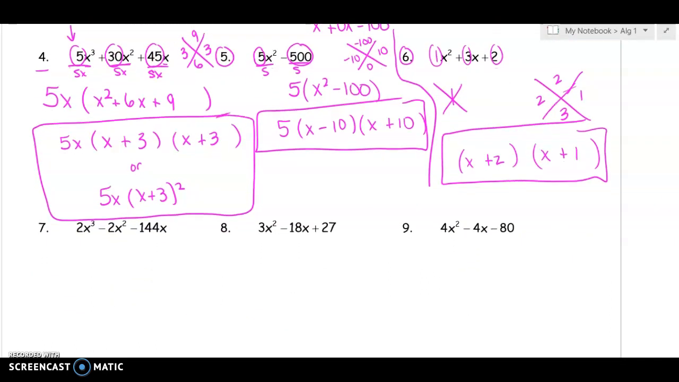All right, what I'd like you to do is try number 7 and number 8. Give them a try. Remember, you want to do the GCF and then the box problem. So go ahead and try.